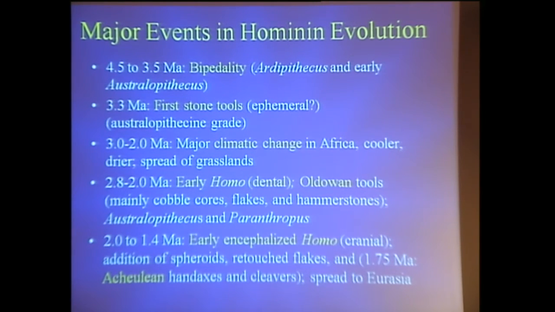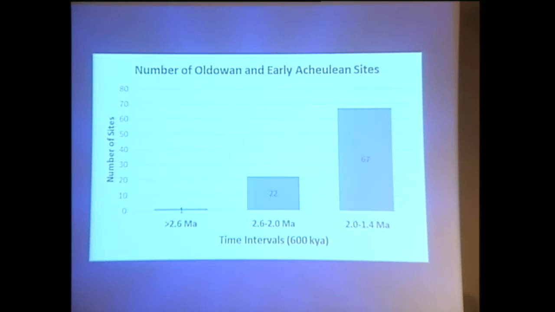And there is good evidence of Oldowan tools starting at Gona at 2.6, and then becoming more common through time. Between 2 million and 1.4, we have the first evidence of encephalized Homo. We have new forms appearing in the archaeological record, spheroids, a lot more retouched flakes, and by about 1.75 million years ago, the earliest Acheulean in the form of hand axes and cleavers.